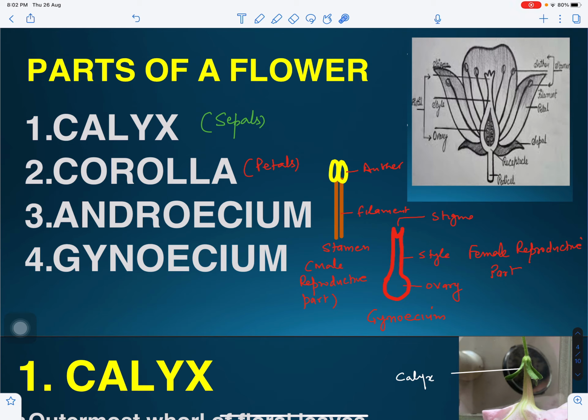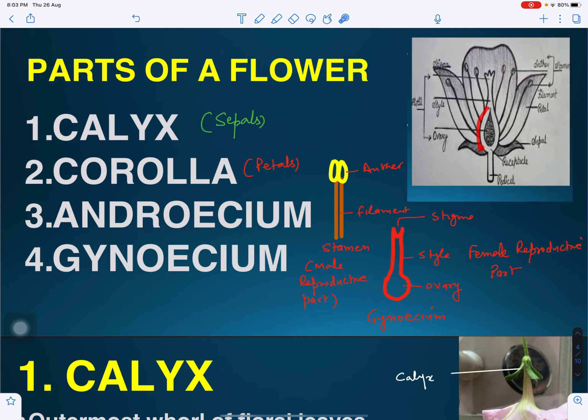Now we can see here, this is the outermost whorl, called the sepal. Singular is sepal, plural is sepals, and collectively this is called the calyx. Similarly, the next whorl is of petals. Petal is singular, petals is plural, and collectively this is called the corolla. Now if we see the male reproductive part, this is the filament and this is the anther. This is called the stamen, and collectively many stamens, like we can see here, are called the androecium.